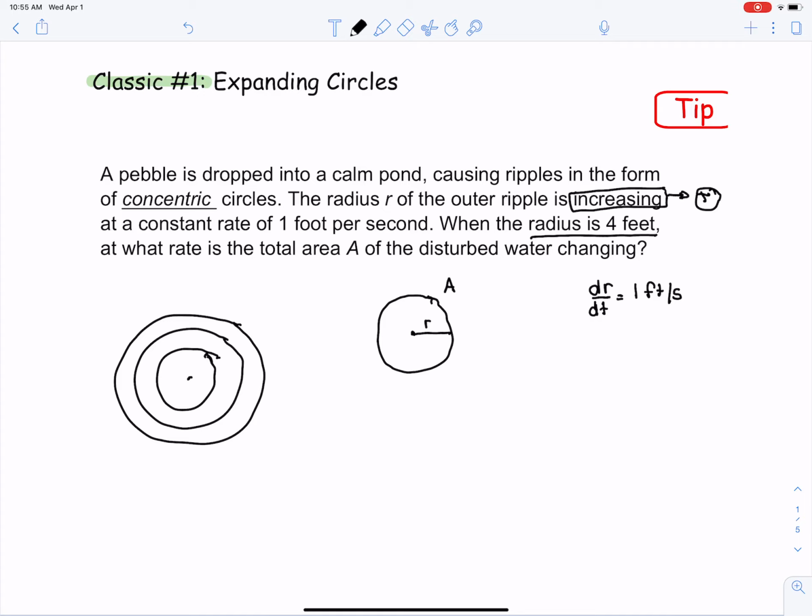Now when I hit the Red Deer sign is the same as when the radius is 4. So when r is 4, they ask, how fast is the total area of the disturbed water changing? We want to find the rate of change in the area. So I've taken my words and changed them to symbols.